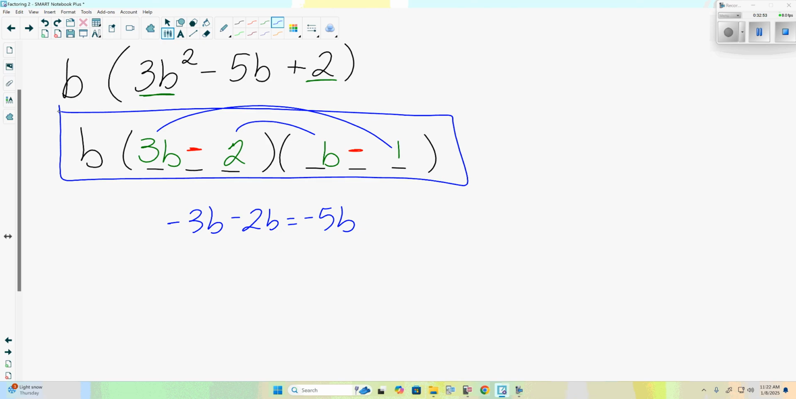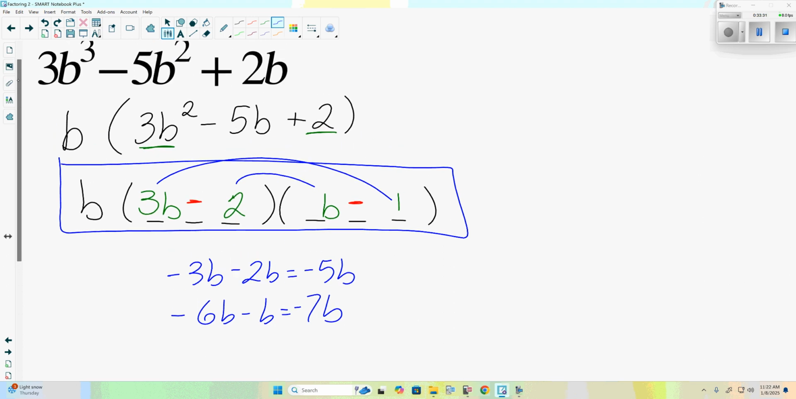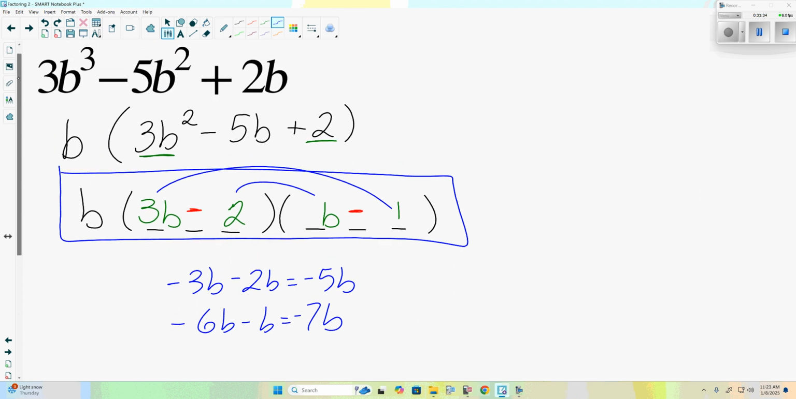Questions on any of this here? I think that one really, you just have to do the process to solve it. You didn't have to put anything in. Because the other way we could have had it is the 2 and 1 flipped, which would have given us, if we switch it, 3b times negative 2, giving us negative 6b minus b, negative 7b, not the right middle term.